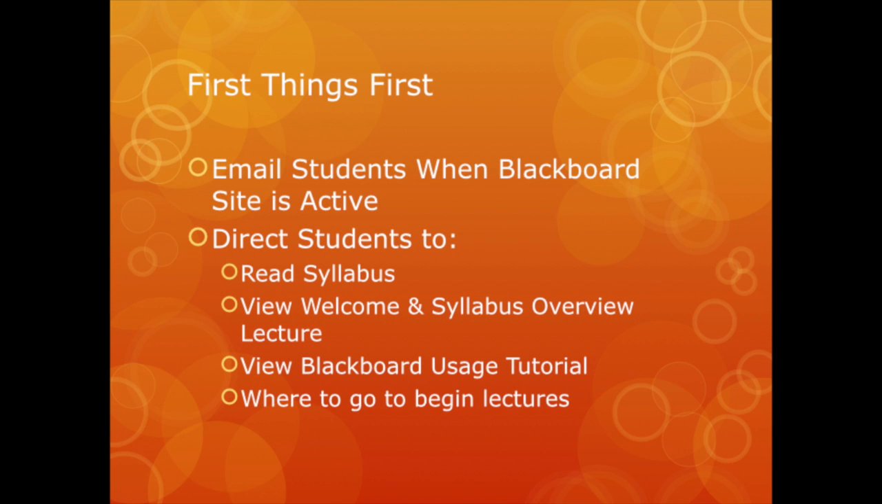When I start the semester and I have my Blackboard site up and running, I email them to let them know we're ready to go, you can access this information. In that email I direct them to where they should begin, what they should do to start, because if you're an online student and maybe this is your first class, you might not know what to do or what's going on. So I instruct them to first go to Blackboard and see the syllabus located in the About Course tab. In that tab, I say there are two different lectures.